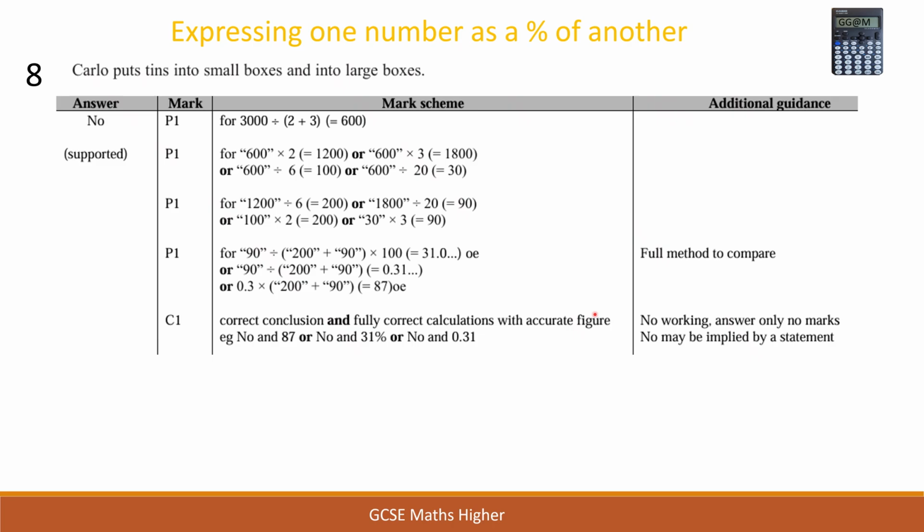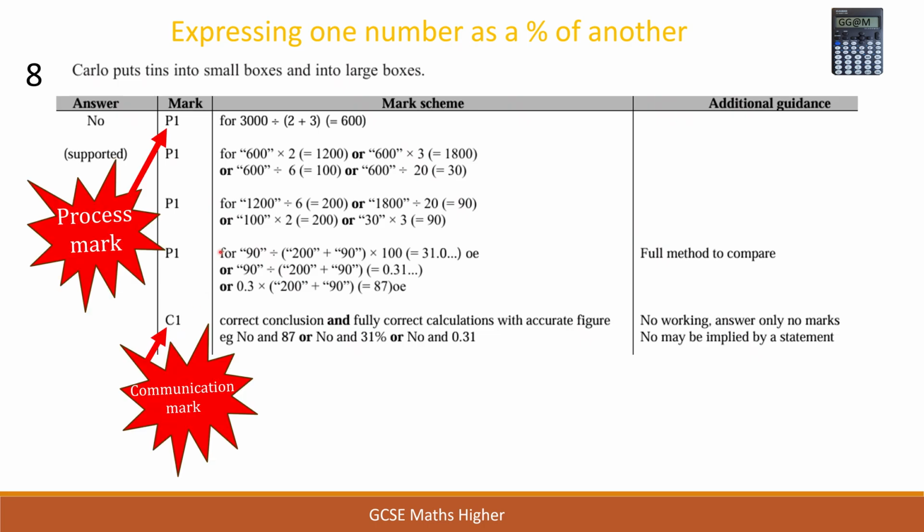Fantastic work. You should have got the answer of no, and you can see here where the 5 marks are awarded. This supported means you must show your working and give reasons, otherwise you'll not get 5 marks for just writing the answer no. You must show why, which is all this information here to get the full 5 marks. This C1 is a communication mark. This P1 is a process mark. So make sure you know where the marks are awarded on the question.